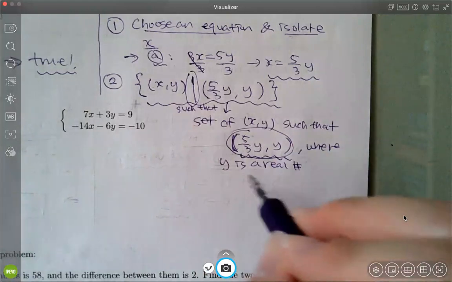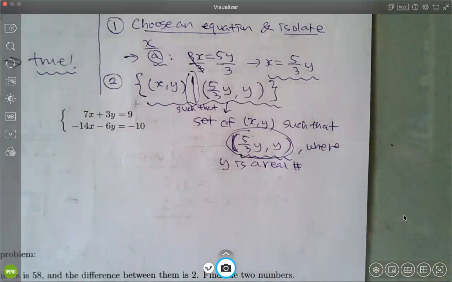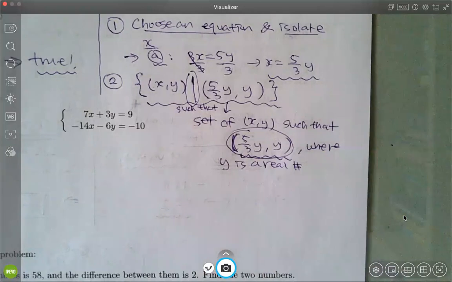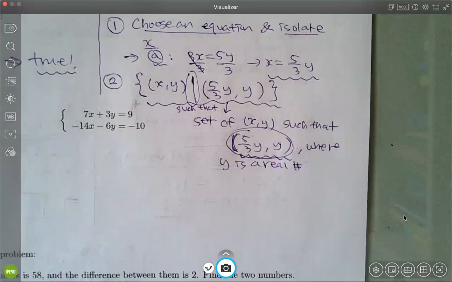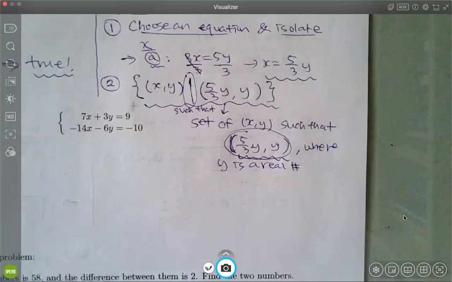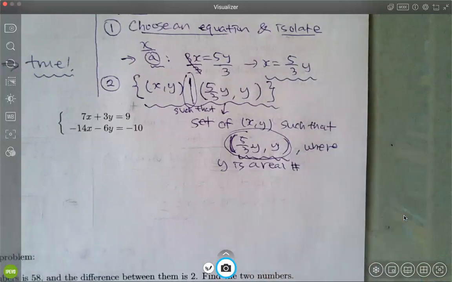Can y be equal to 0? Yeah, because y is any number, right? So what happens when y is equal to 0? You have 0 comma 0, right? Which is a point. Can y be equal to 1? Yeah. What happens when y is equal to 1? You have 5/3 comma 1, right? What happens when y is equal to -1? You have -5/3 comma -1, right?